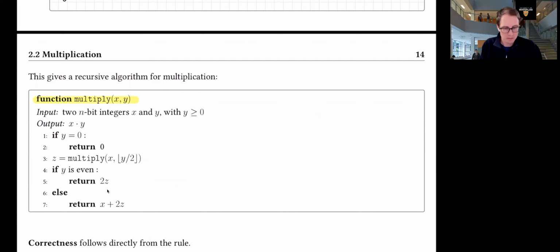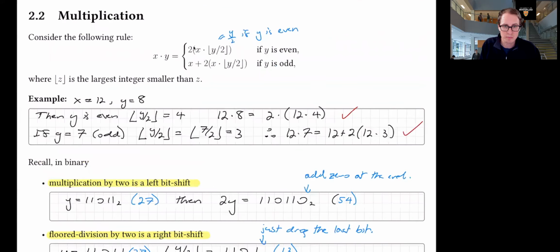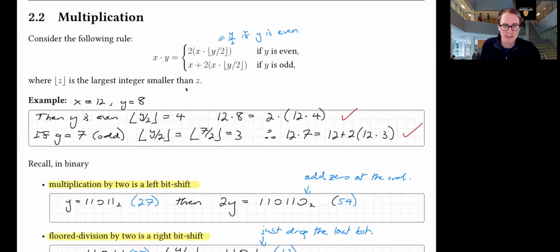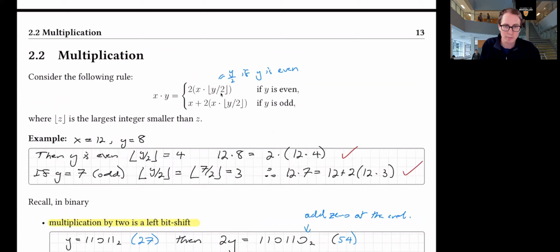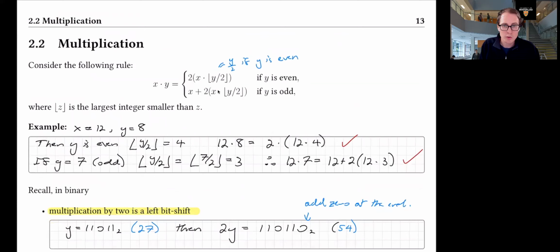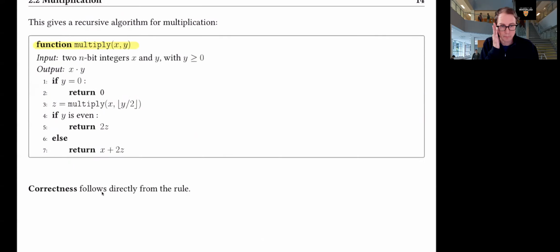We calculate x multiplying y over 2. That's just what's in the brackets in this rule, x multiplying the floor of y over 2. And then if y is even, we just multiply that by 2. That's now exactly this first row, 2 multiplying what's in the brackets. And otherwise, we return 2 times that quantity, what's in the brackets, plus an x.